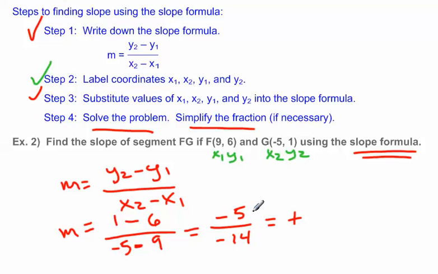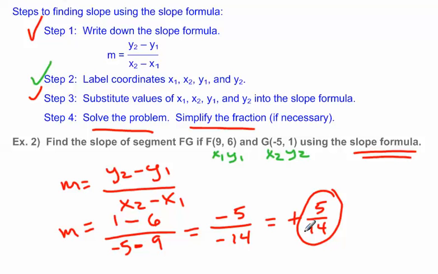But I can't reduce 5 into 14. I can't reduce either of these anymore. So this is going to stay 5 over 14. And you really don't need the positive sign here. So the slope between points F and G is a positive 5 over 14. And so keep in mind here, two negatives make it a positive.